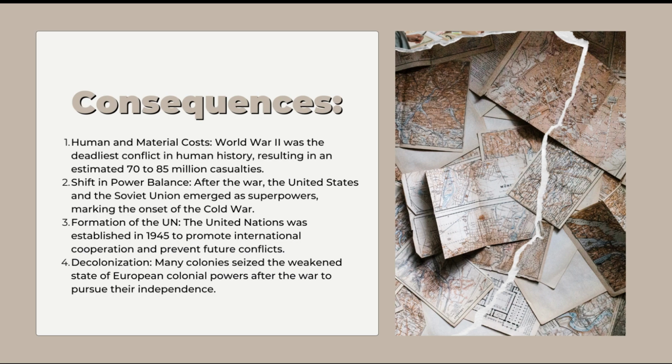3. Formation of the UN. The United Nations was established in 1945 to promote international cooperation and prevent future conflicts. 4. Decolonization. Many colonies seized the weakened state of European colonial powers after the war to pursue their independence.